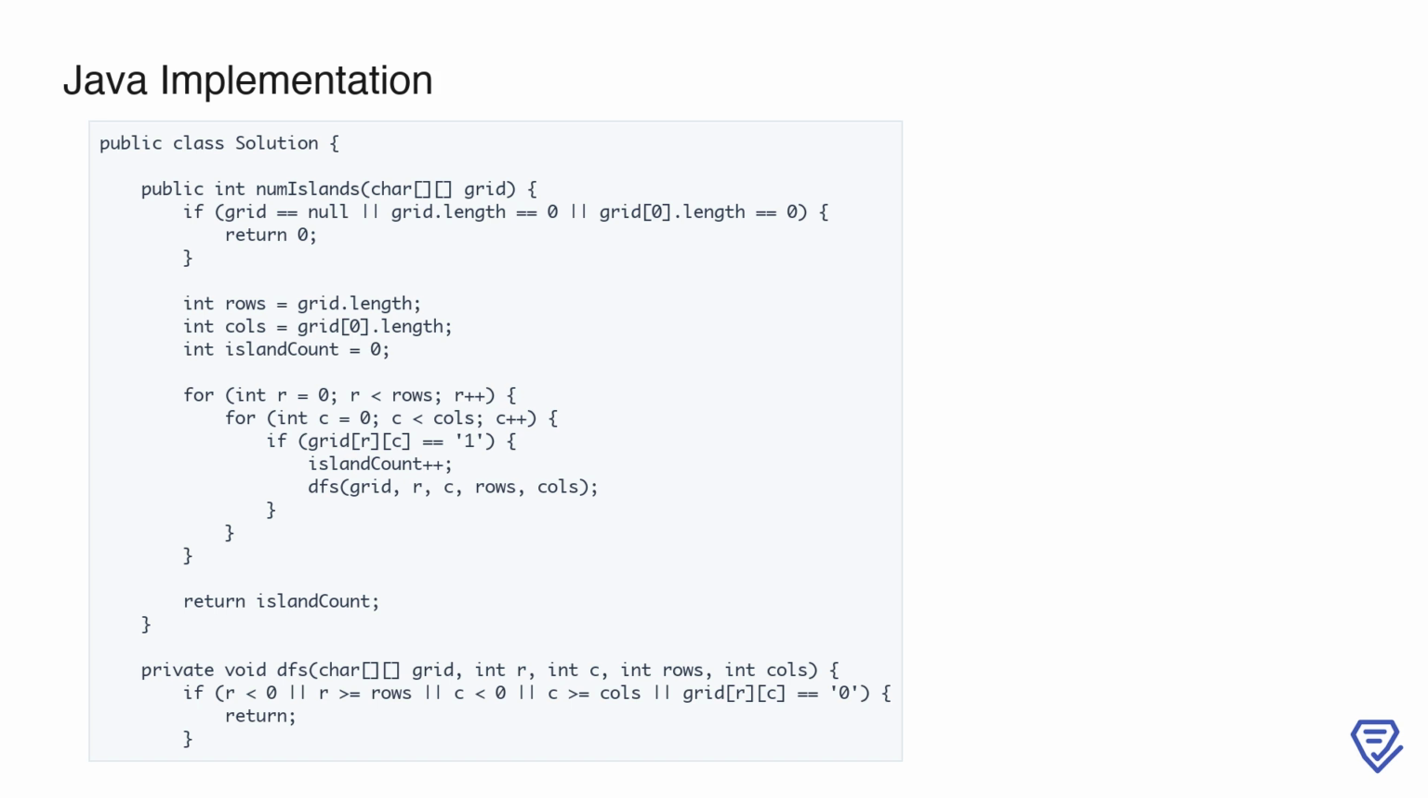Then, we use a nested for loop to iterate through each cell in the grid. If we encounter a cell with the value 1, which represents land, we increment the island count and call our helper method, DFS, to mark all connected land cells as visited. This ensures that we only count each island once. The DFS method is defined below and will handle the depth-first traversal of the grid.